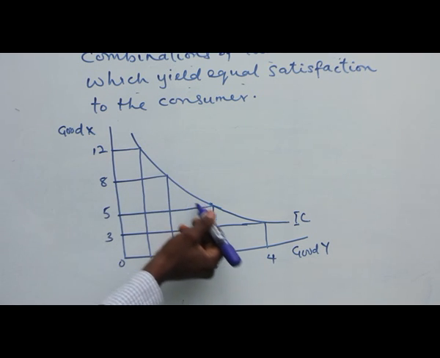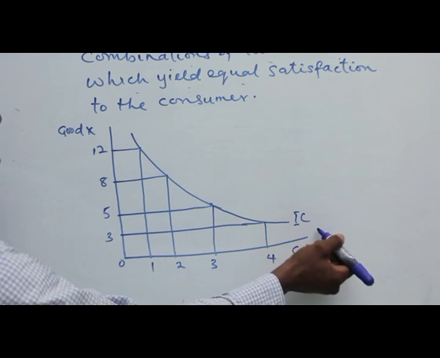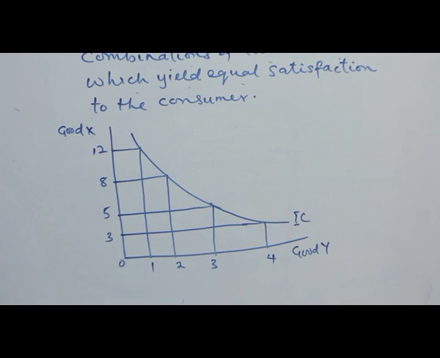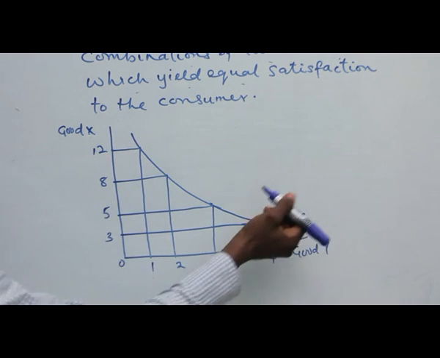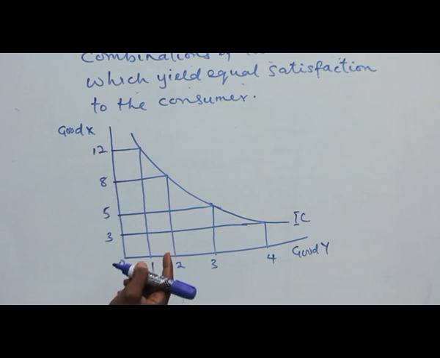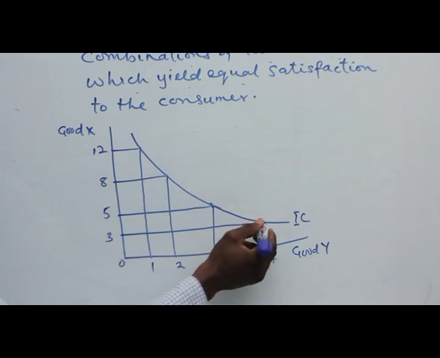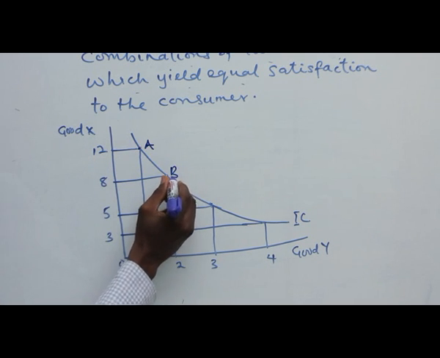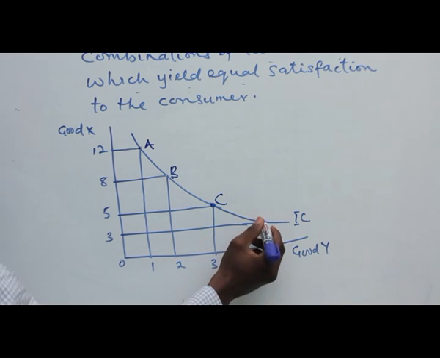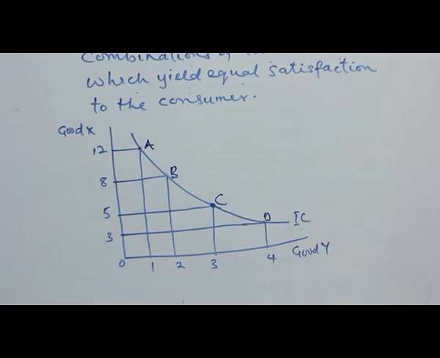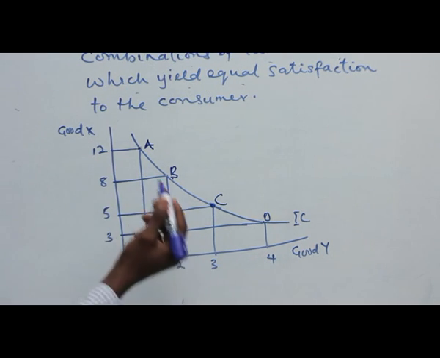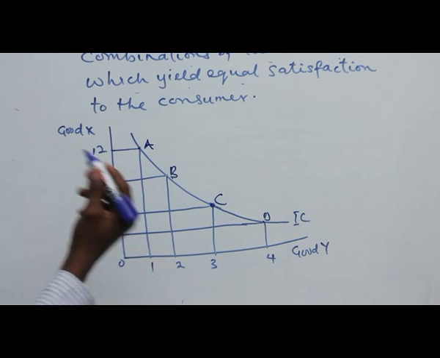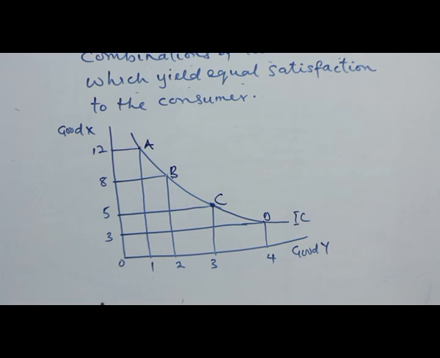Now, when we combine them together, we have this curve that we call IC, which implies indifference curve. By this curve, the consumer has equal satisfaction irrespective of the point. That is, the satisfaction here, let's say point A, is equal to the one here, point B, is equal to the one here, point C, and is equal to the one here, point D. That is what we call the indifference curve. Irrespective of any point, it will yield equal satisfaction from consuming the two commodities.